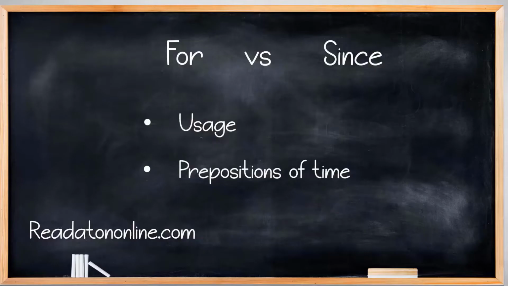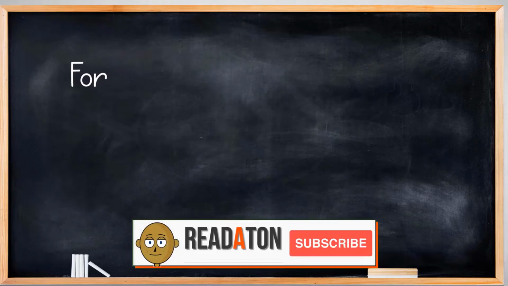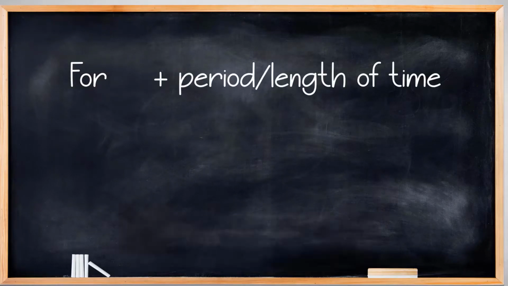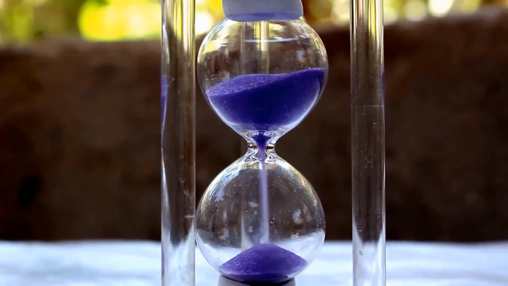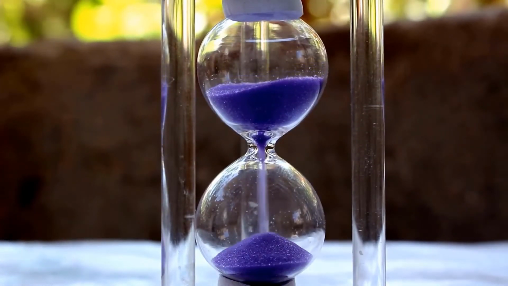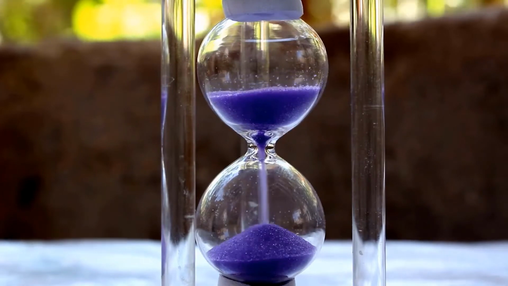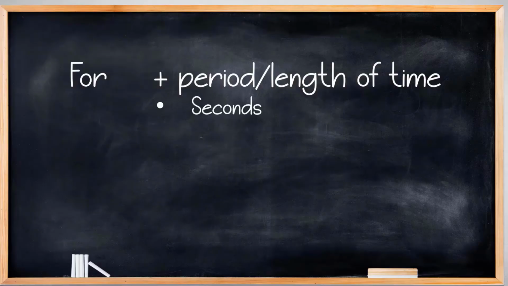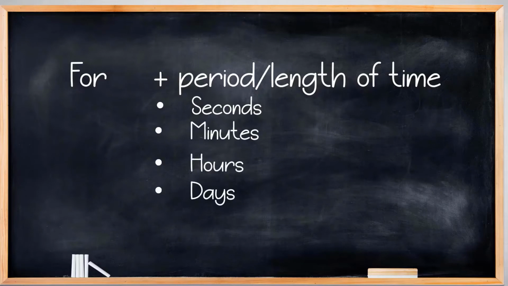Let's dive in. So basically, we use for when we're talking about an amount or a period or a length of time. Say 10 minutes, that's an amount of time, or 10 years. Again, that's also a certain amount or period of time. It could be in seconds, it could be in minutes, hours, days, months, or even years.